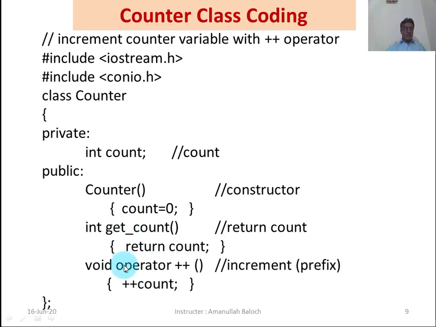Here the plus plus operator will increment the count variable and store the result in the memory of count. Void operator ++. This is the prefix notation of the increment operator, and whenever an object calls this function, that is the operator function, it will increment the count memory of that object.